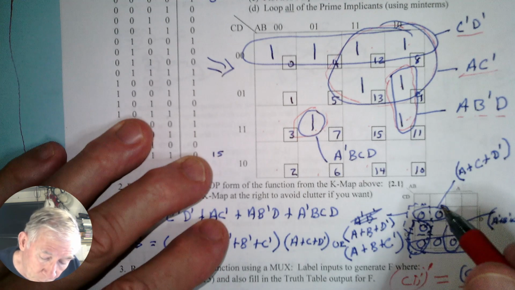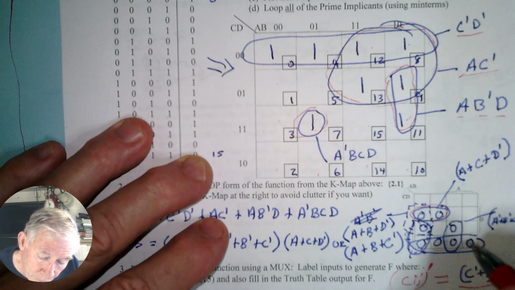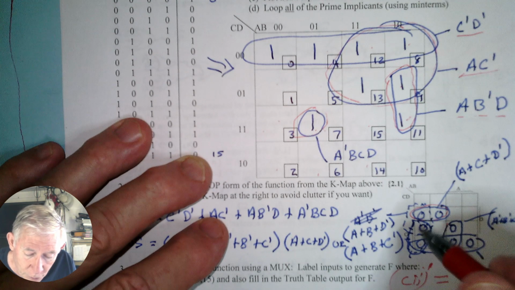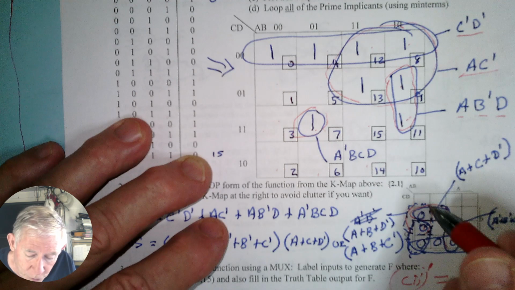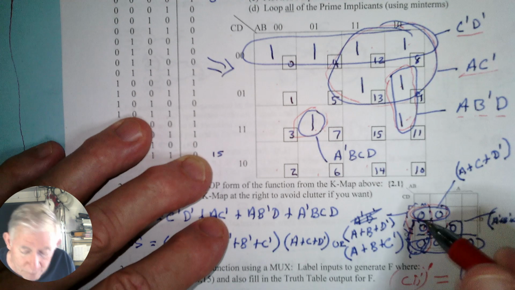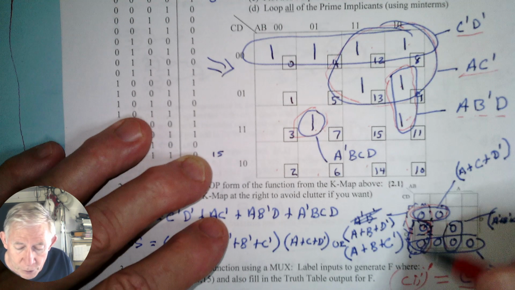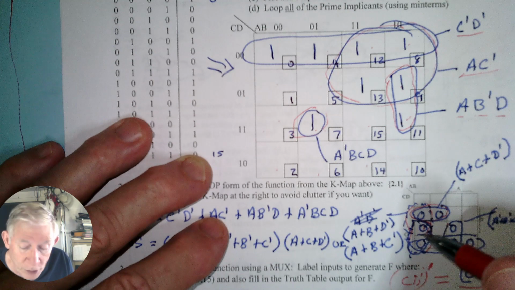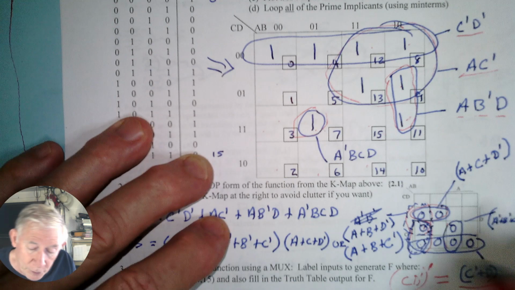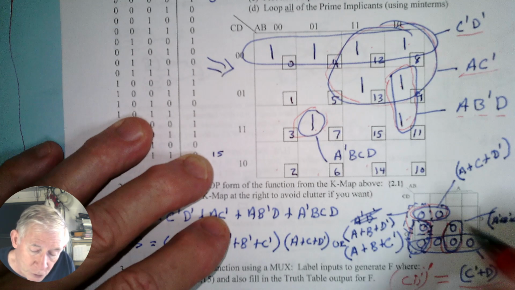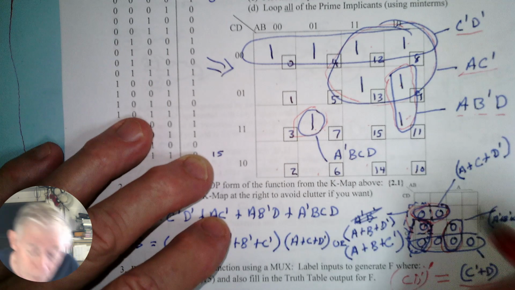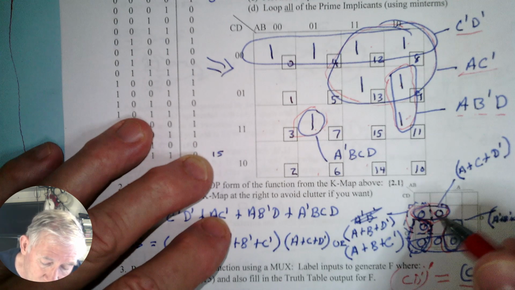We have a group of 2 here, we have a group of 2 here, and then we have 2 ways of covering this last 0 right here. One is with this group of 2, and then the other is with this group of 2. These 2 groups to cover this last 0 are non-essential prime implicants. But this row, this group of 2 and this group of 2 are essential prime implicants because no other prime implicants cover this 0.